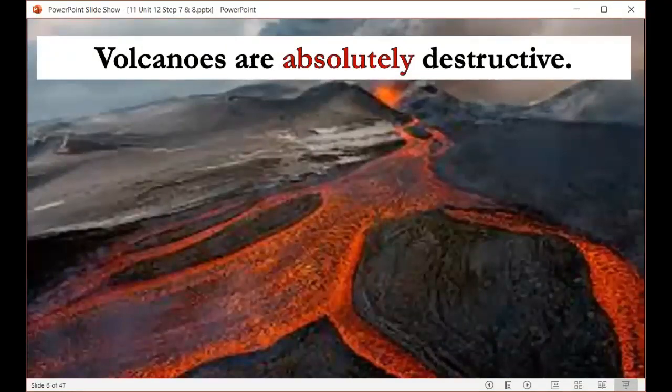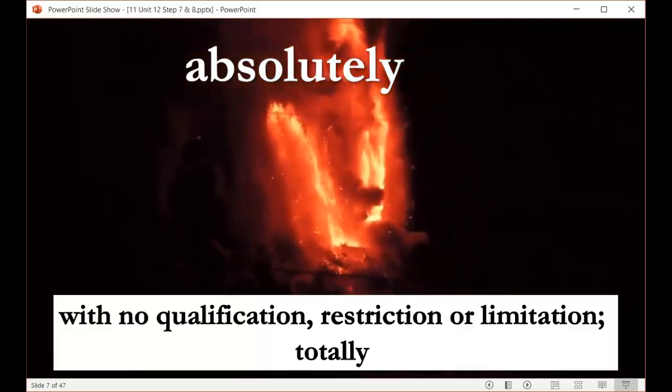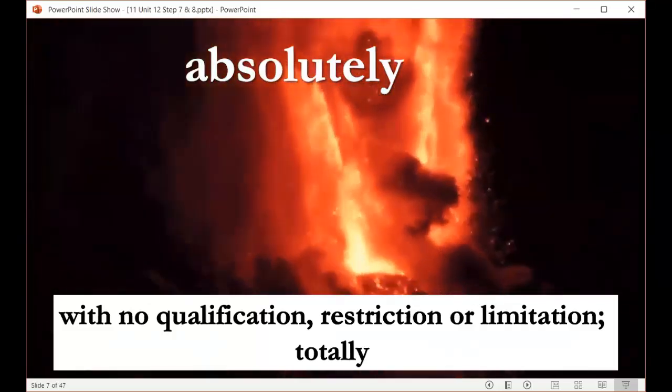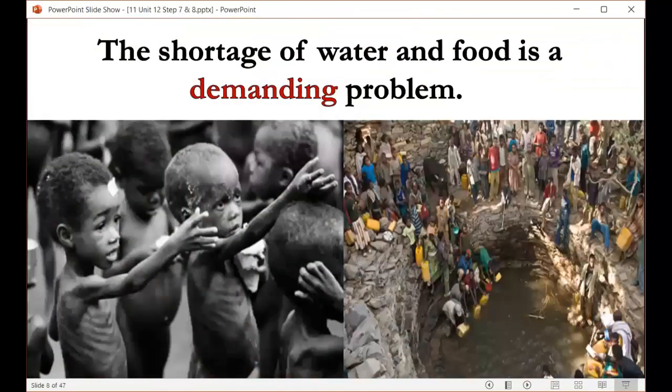The first one is absolutely. We say that volcanoes are absolutely destructive. Do you know what the meaning of absolutely is? Absolutely means with no qualification, restriction, or limitation, totally. Absolutely.